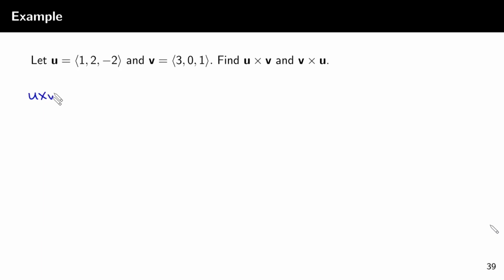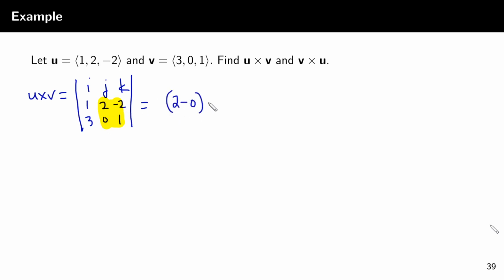So, u cross v muna. Okay. First row, sulat natin yung i, j, k. Second row, yung components ng u, 1, 2, and negative 2. Third row, yung components ng v, 3, 0, negative 1. Okay. So, let's start with i. Pag tinanggal natin yung row and column containing i, ito yung matitira. Gamit tayo ng highlighter. So, ito yung matitira. And yung difference ng cross product nila ay 2 times negative 1. So, that's negative 2, minus negative 2 times 0. So, minus 0. And then times i.